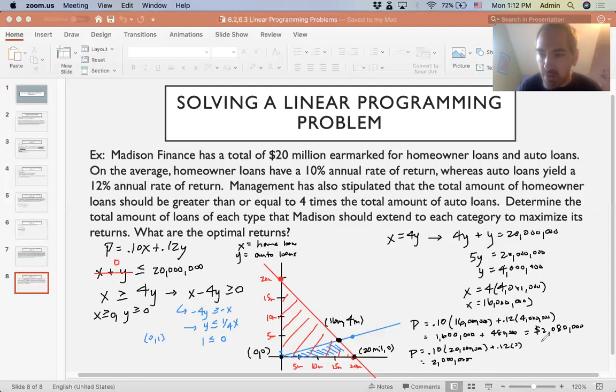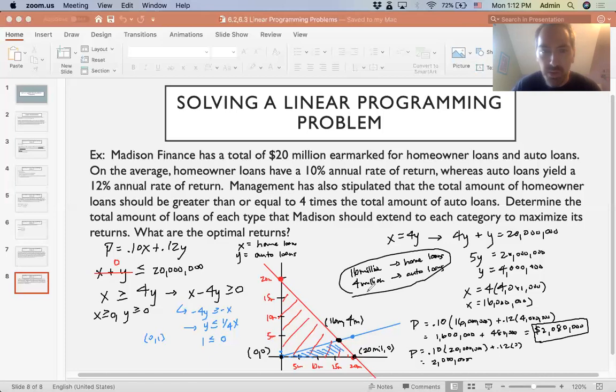Okay, so the maximum profit is the 2,080,000. That's going to win. So how should we divide the money into the categories? We should have $16 million in the homeowner loans and 4 million designated for the auto loans. That would give us a total return on investment of $2,080,000.